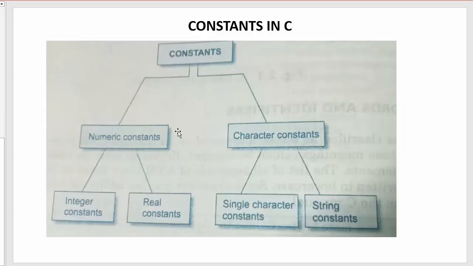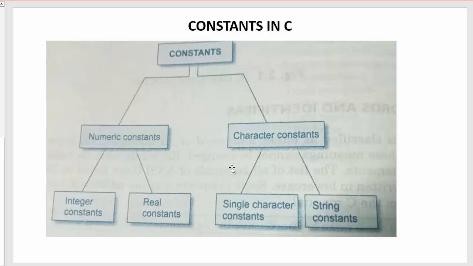Next, you can see I have taken a diagram here which will give us an idea how constants are categorized. Constants are categorized into two categories. The first one is numeric constants, the second one is character constants. Numeric constants are further divided into integer constants and real constants, and character constants are further divided into single character constants and string constants.